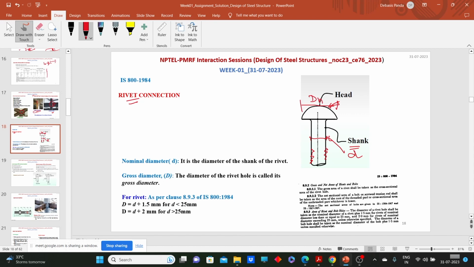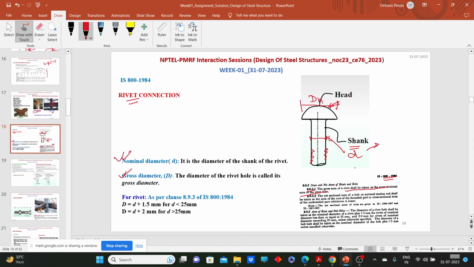DH. Now, how can we identify a rivet? Rivets are identified from the shank diameter. Here is the screenshot of IS 800 1984. Here we can see clause 8.9.2.1. It is written that the gross area of the rivet shall be taken as the cross-sectional area of the rivet hole. So first, the nominal diameter is the diameter of the shank. Now, the gross diameter is the diameter of the rivet hole.